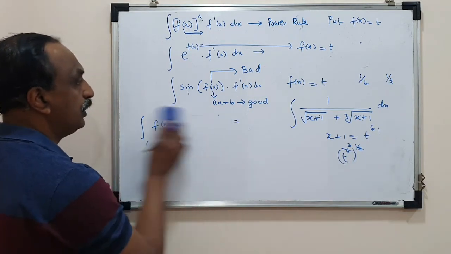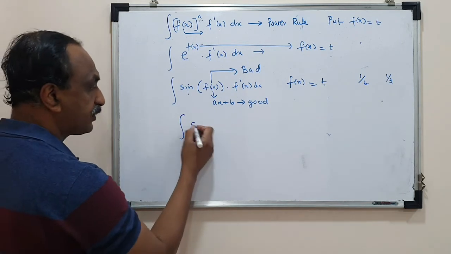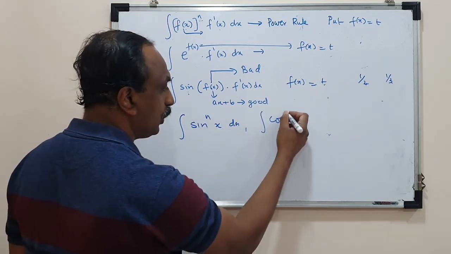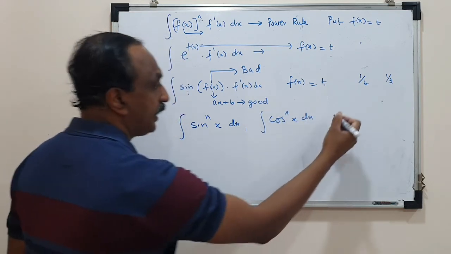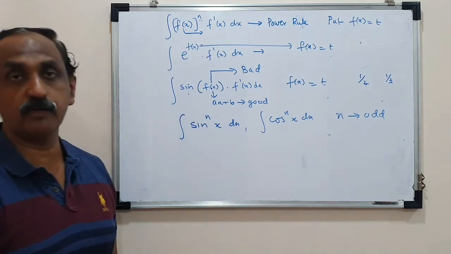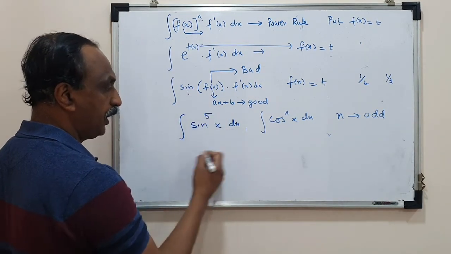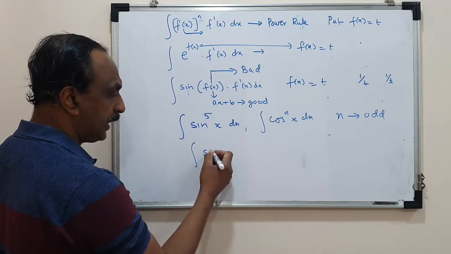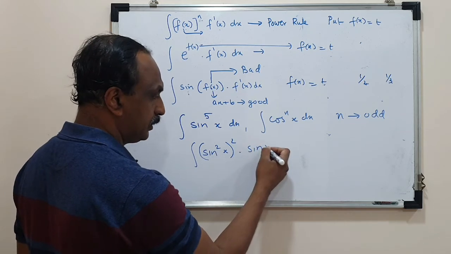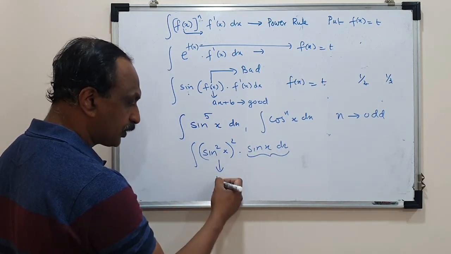Then we came to different powers of sine and cos. Suppose I have sine raised to n x dx or cos raised to n x dx, and n should be odd. This method will work only if the power of sine and cos is odd. If it is odd, what should be done? It should be split as sine square x the whole squared into sine x. Now sine x is the derivative of cos. So you will put cos x as t.